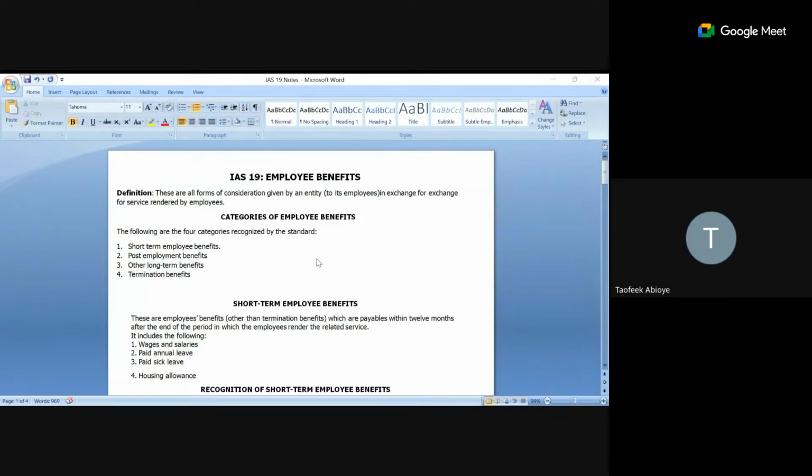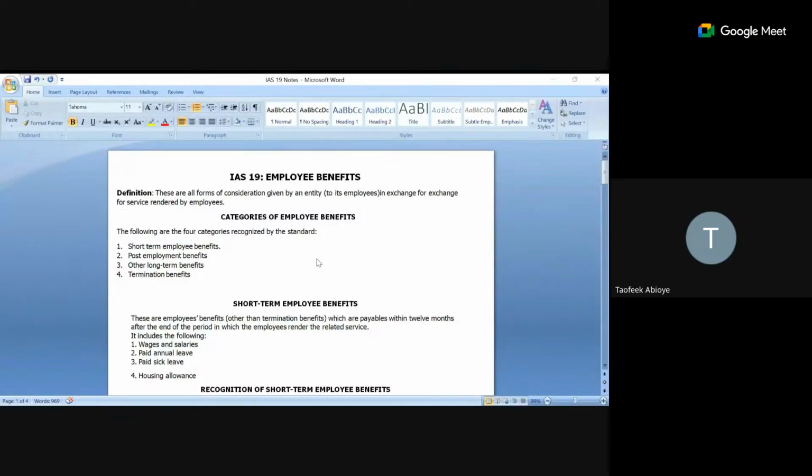The standard talks about four categories of employee benefits. Number one, short-term employee benefits. Just by the name, short-term employee benefits are benefits other than termination benefits which are payable within 12 months, right? Just like our salaries, wages, paid annual leave, paid sick leave, housing allowance. They are short-term employee benefits because they are payable within 12 months.